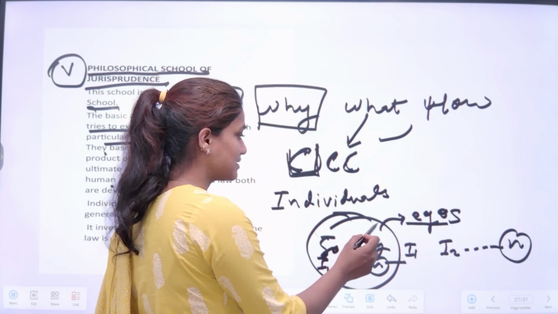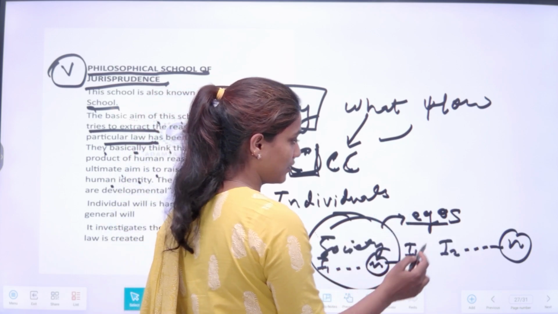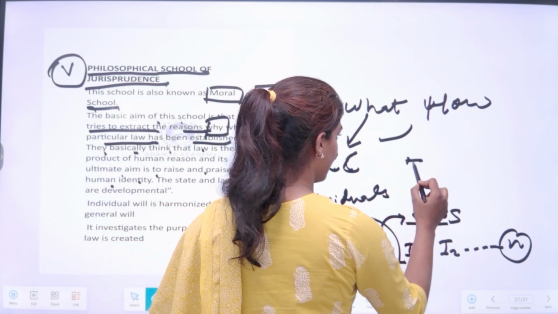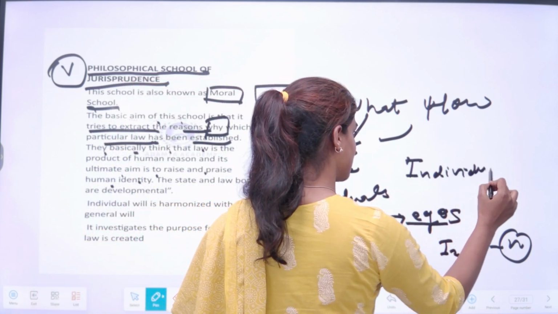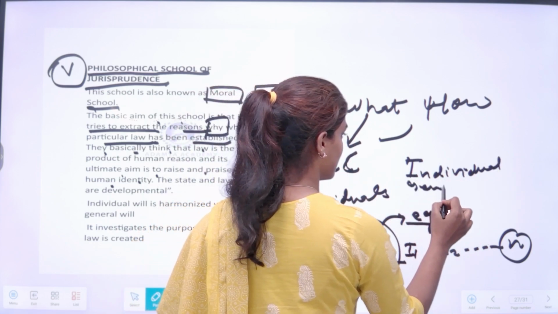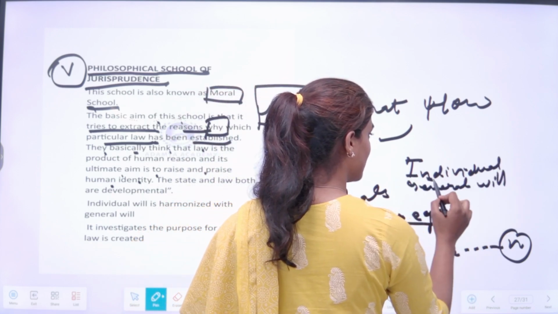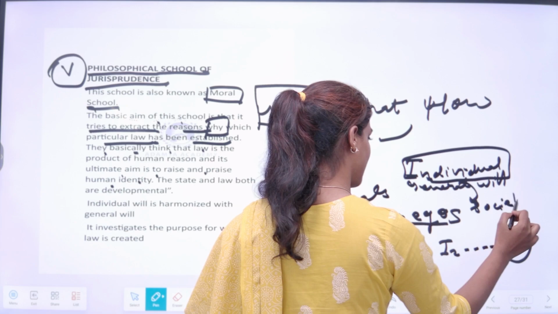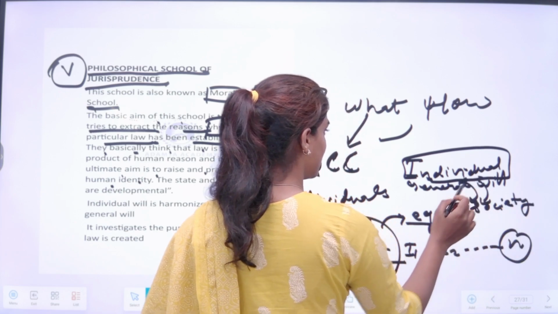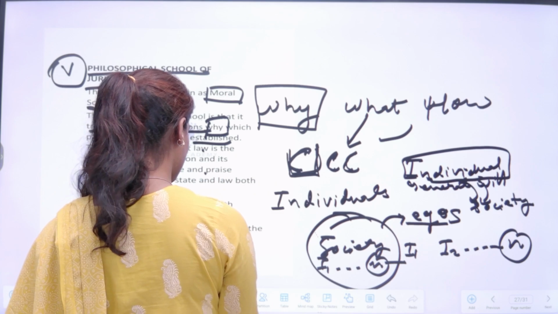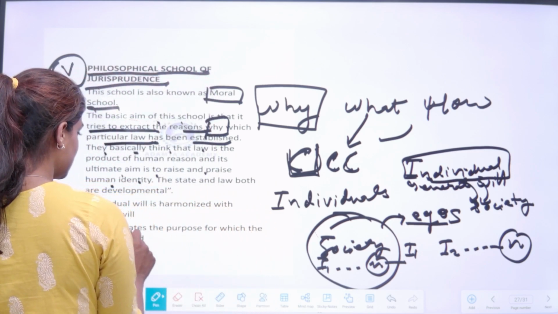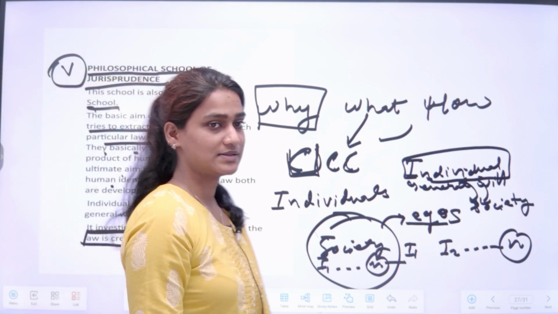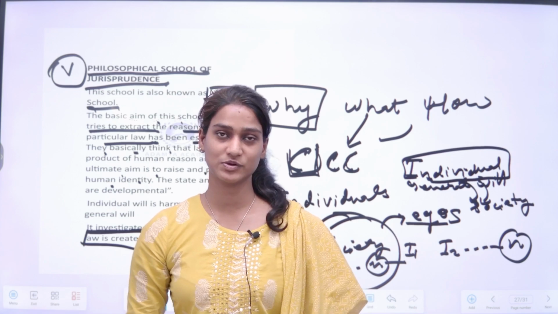So for this condition to not happen, we will make a general will of individuals, which will be equated to the general will of society. By this, the individuals' will and the general will of society will be the same. It investigates the purposes for which the law is created. All the investigations are there in the philosophical school of jurisprudence.